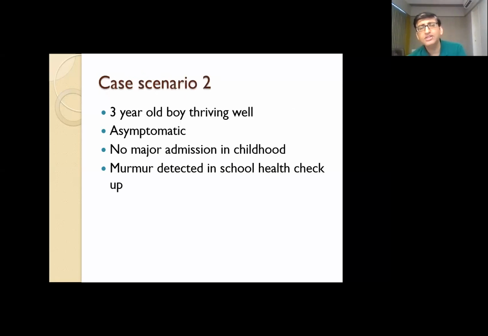Now we will have a similar one more scenario where we have a 3-year-old boy thriving well, asymptomatic, no major admissions in childhood, and murmur was detected in school health checkup. This is a common scenario which we face. And the parents come to us that in the school they have told that the child is having possibility of heart disease.